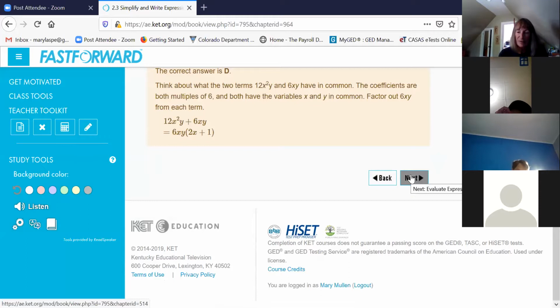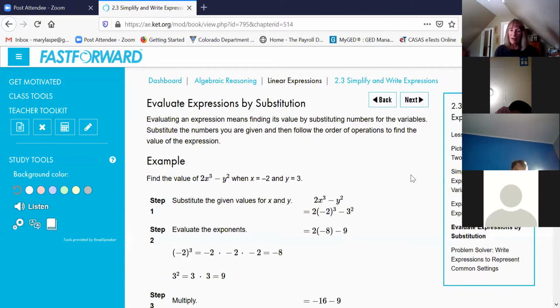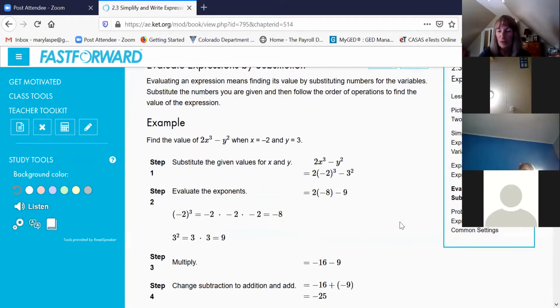Now, I can say this for sure about this lesson, this particular one that we're working on now. It's going to be easier if you've completed 2.1 and 2.2 and really spent some time with them. Okay, and then this part, evaluate by substitution. For most students, that's easy to do. If you've got a calculator, you just put the numbers in.